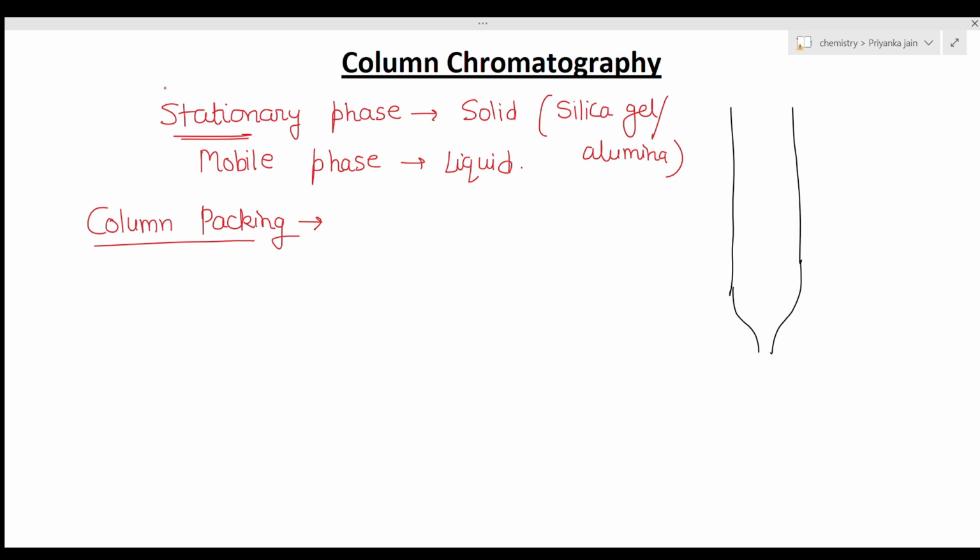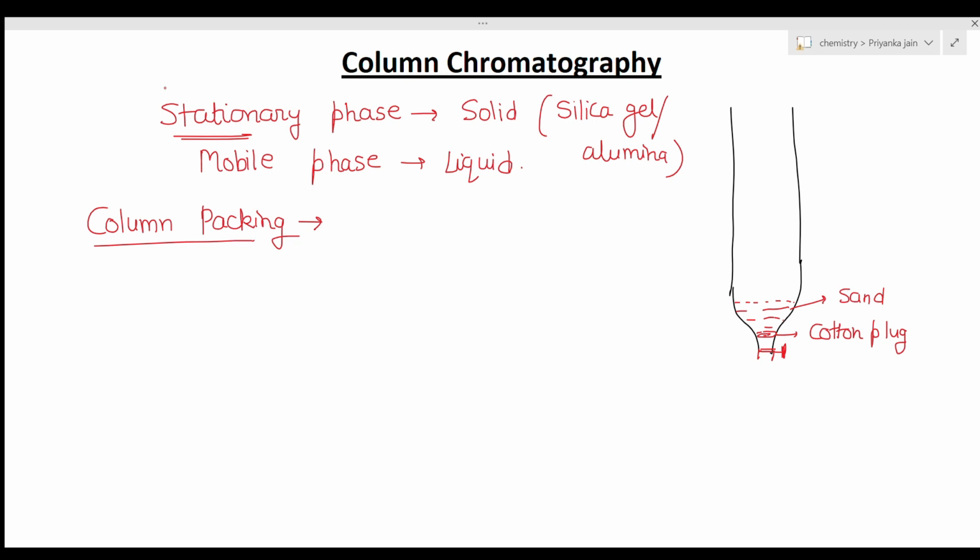This is the column and this will be the stopper, like this. This is the stopper. And here we put a cotton plug. This is the cotton plug. And then we add a little amount of sand. This will be the sand. In this way the sand is filled. Why are we filling the sand here? Because sand is inert. It does not react with the sample or with the silica gel. So we are introducing the sand here.